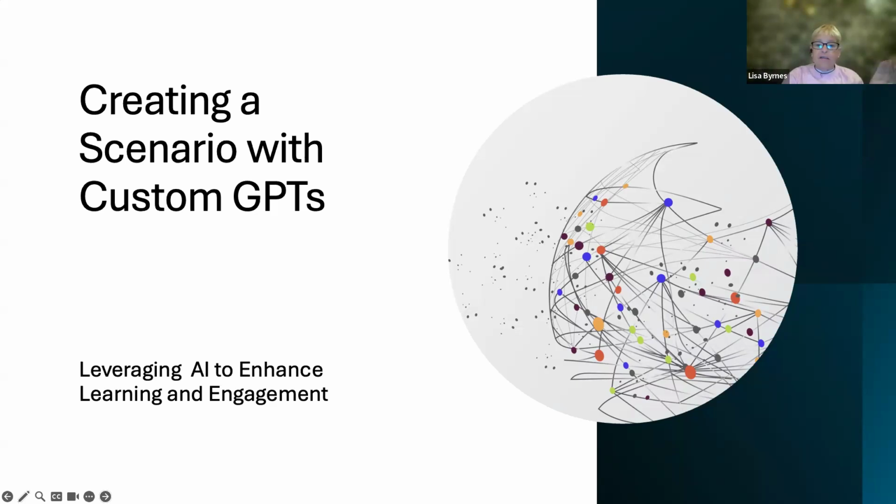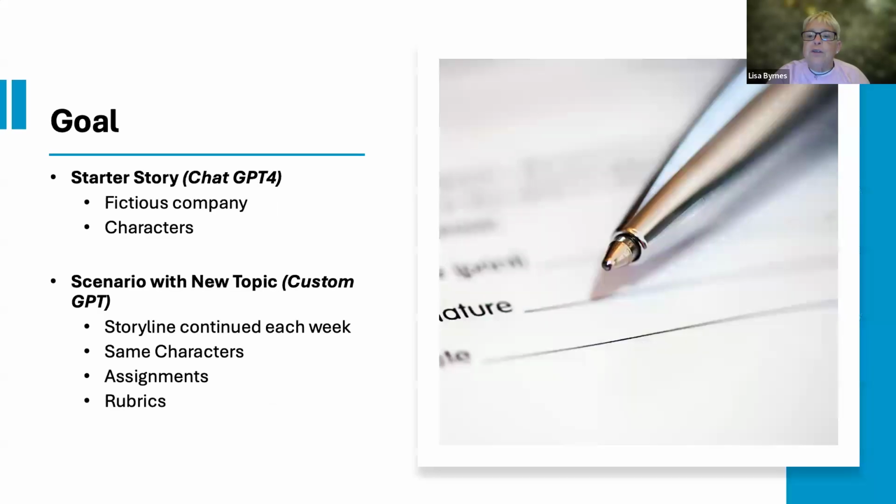It created the characters. It created the fictitious company. And then what we used the custom GPT for was to create the weekly storyline, the weekly scenario, using the same characters. And then we also used the custom GPT to create the assignment piece for each week. So our first steps were creating that fictional company. And so ChatGPT did that.